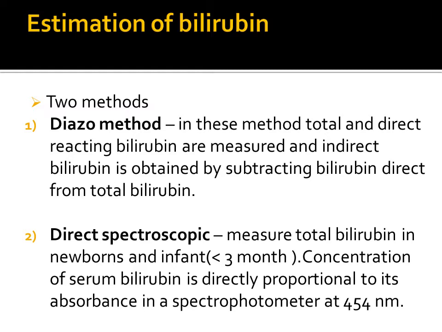Direct spectroscopy is a non-invasive method where we don't need to prick the skin and collect the blood. By this instrument, we measure the total bilirubin in newborns and infants directly. The principle is based on the spectrophotometer. There is a specific wavelength of 450 nanometer. The light of that 450 nanometer is passed through the skin and the absorbance is directly proportional to the concentration of serum bilirubin. So this is a very widely used method in practice, especially in newborns and infants, to measure the bilirubin level.